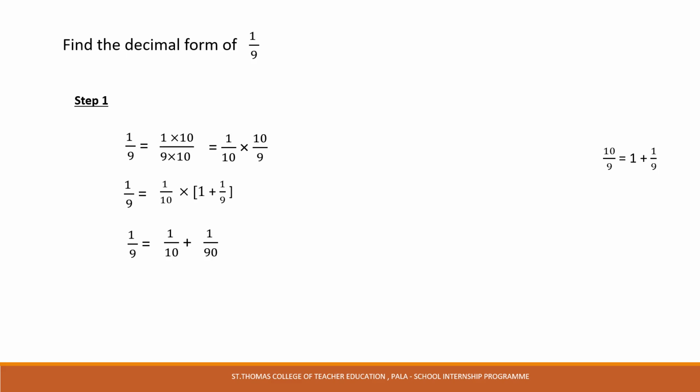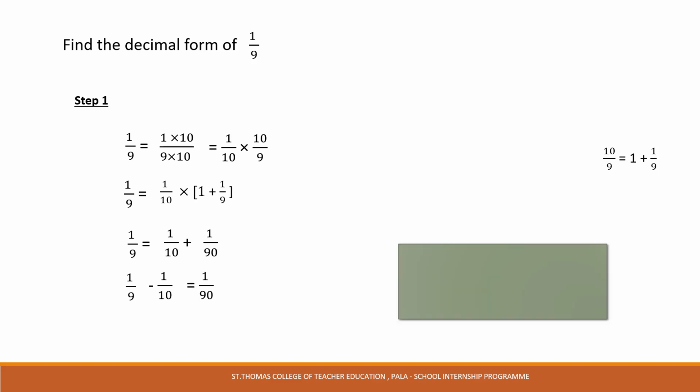Then tell me the next step. Yes. Writing 1 by 9 as itself and bringing 1 by 10 to LHS. We get 1 by 9 minus 1 by 10 equal to 1 by 90. Very good. And so from this step we got an equation as 1 by 9 minus 1 by 10 equal to 1 by 90. And we consider it as equation number 1.